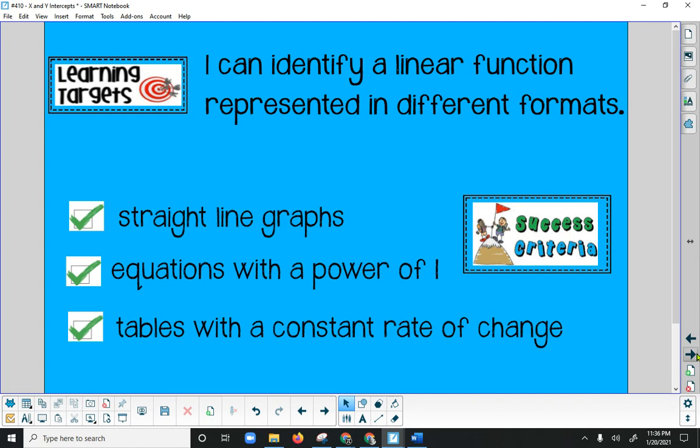is linear. But if it is curved or changes directions, it's nonlinear. If you have an equation, all of the variable powers must be 1. No variables in the denominator, no variables with other powers, no products of variables. And the last format is a table. Each table must have a constant rate of change. Let's get started.